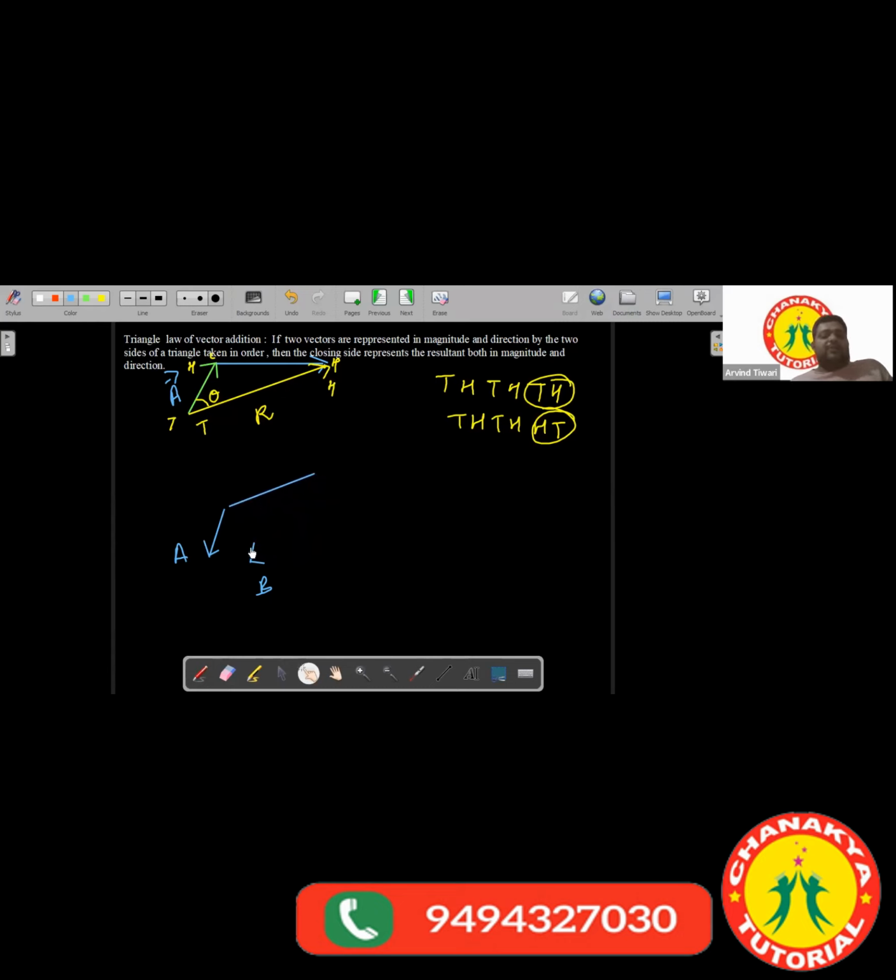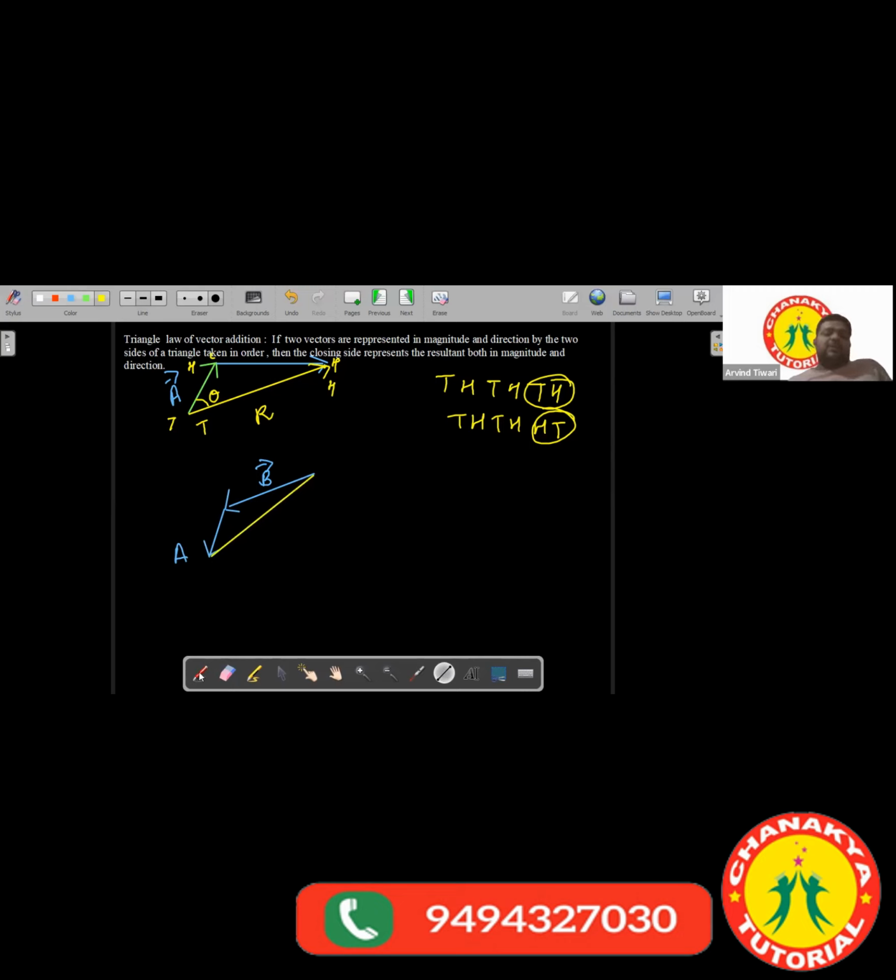So see, I have moved it parallel. Now can you see the closing side? Yes. So now we can form a triangle by a closing side. So let me write the name of the vectors. This is your vector A, this is your vector B, and the closing side will be represented by the third side. So this is our third side. It represents the resultant vector.